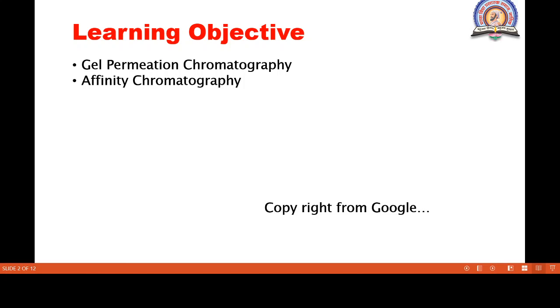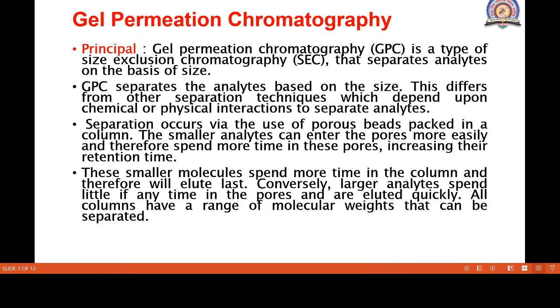Okay. So we start with the first, that is gel permeation chromatography. First we see the principle of gel permeation chromatography. In short, we call it GPC. This gel permeation chromatography is a type of size exclusion chromatography. That's why it is also called SEC, size exclusion chromatography, that separates the analytes on the basis of their size.